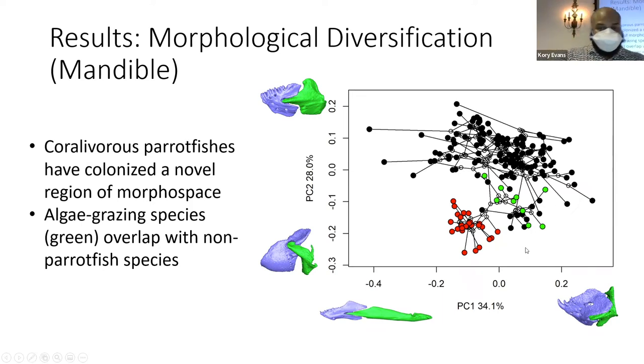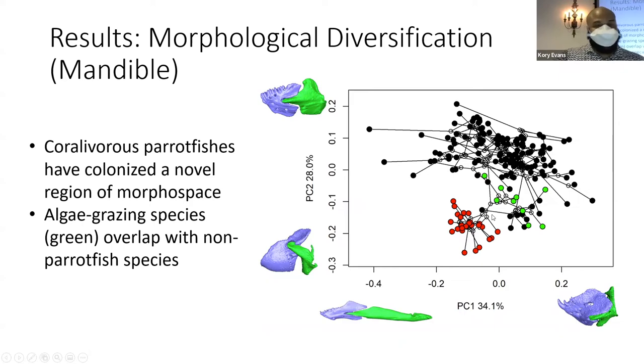And as you can see, our coral-feeding coral reef clade parrotfishes have really colonized completely novel morphospace. What's interesting is that our seagrass clade, especially the species that don't have beaks, overlap quite a bit with the wrasses. This is really interesting because there's been this argument for like 20 years as to whether parrotfishes should be their own family, and whether parrotfishes should be morphologically distinct from the other wrasses. But like half of parrotfishes actually overlap with the wrasses.